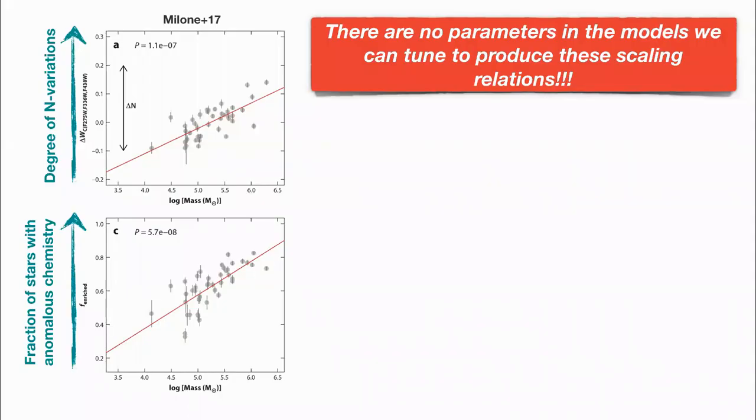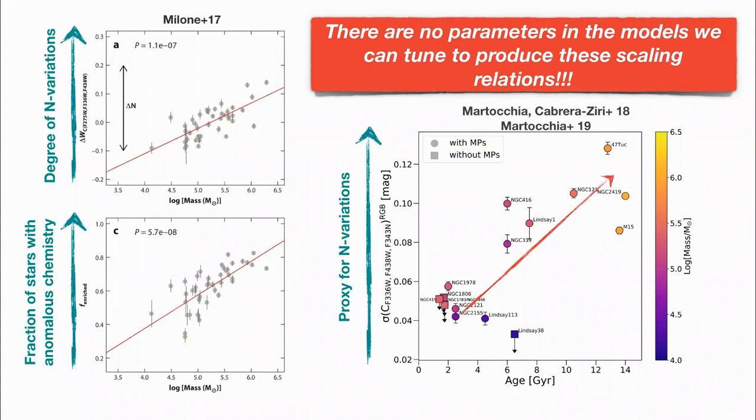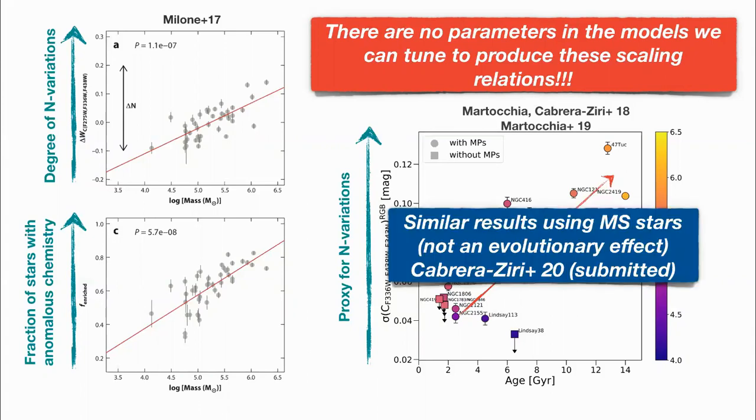First, we see, for example, in the top panel, that the degree of nitrogen variations from star to star in a globular cluster scales with the mass of the cluster. Similarly, in the bottom panel, you can see that the number of stars in the cluster showing the peculiar chemistry also scales with the cluster mass. We also found recently a scaling relation with age. You may think that this trend might be some sort of evolutionary effect. However, if you ask me later, I can show you more about this. But using unevolved stars in the main sequence, we found the same result, consistent with this trend.